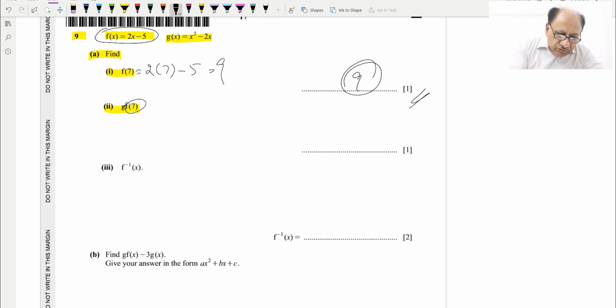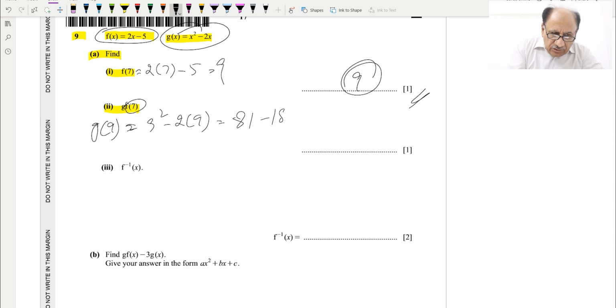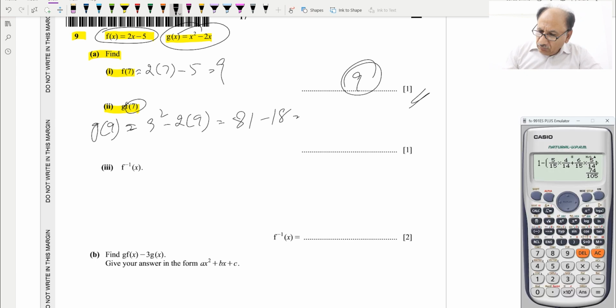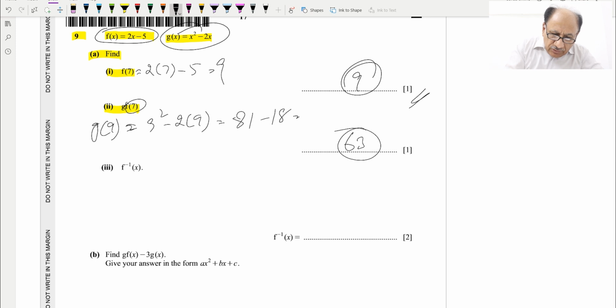And then g of f of 7. f of 7 we just found, 9. So g of 9 we can find, which is 9 square. We'll be replacing in this: 9 square minus 2 into 9. So this will be 81 minus 18, and 81 minus 18 will be equal to 63. So the answer will be 63. This is also a 1 mark question.